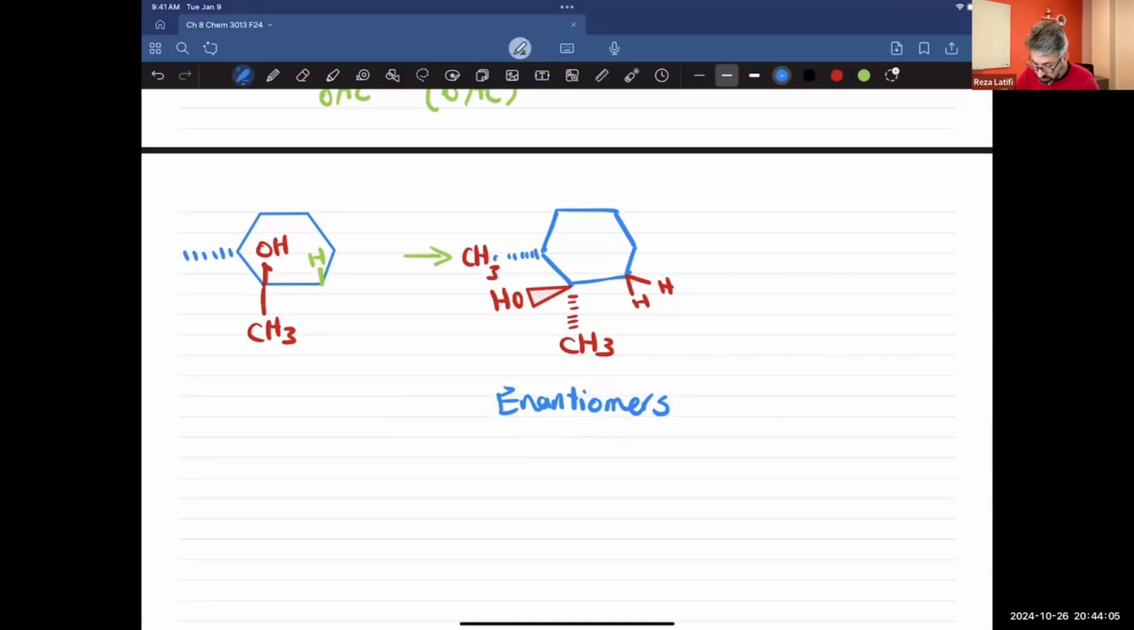So technically, this is a stereocenter, and I do have another stereocenter here also. And so, okay, I have 2 stereocenters, and because I have 2 stereocenters, in this case, actually, I get diastereomers.